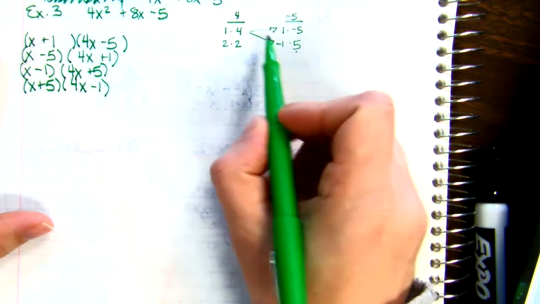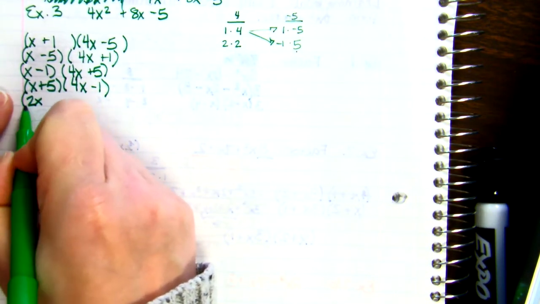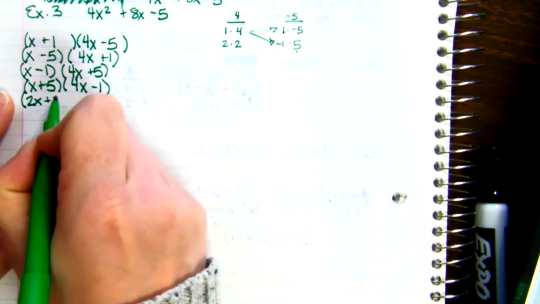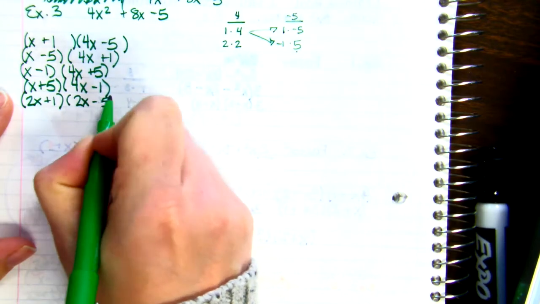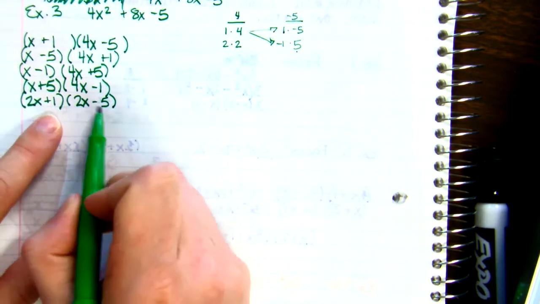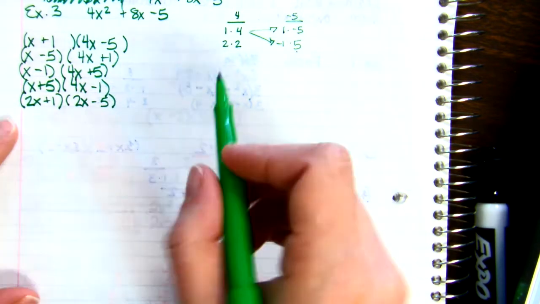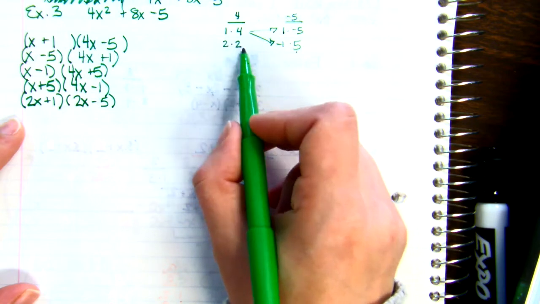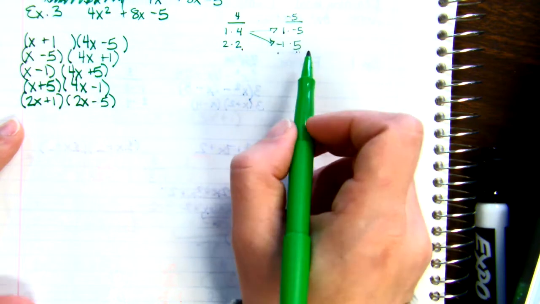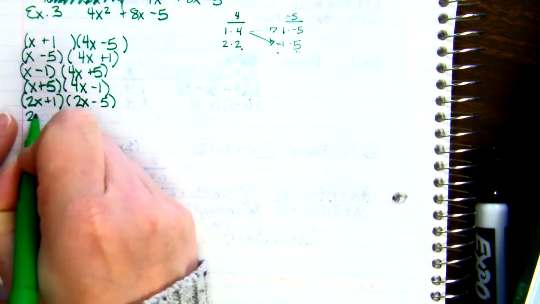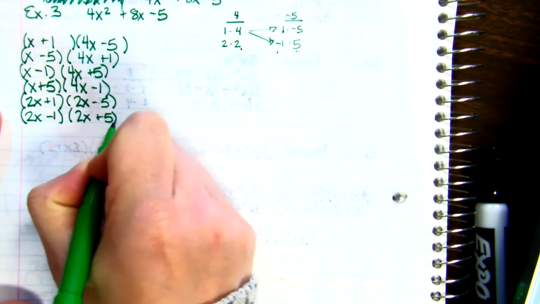And then I get to do it all over again, but now with 2's. So I could have 2x plus 1, but then my other factor is 2x minus 5. In this case, I don't have to do the switching because these are both 2's. So that does cut down just a little bit. So those are all my combinations of the 2 and the 2 and the 1 and the negative 5. Now I need to try the 2 and the 2 with the negative 1 and positive 5. So it could be 2x minus 1, 2x plus 5.